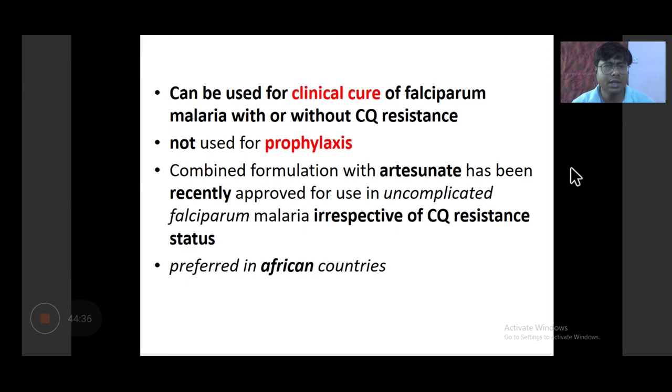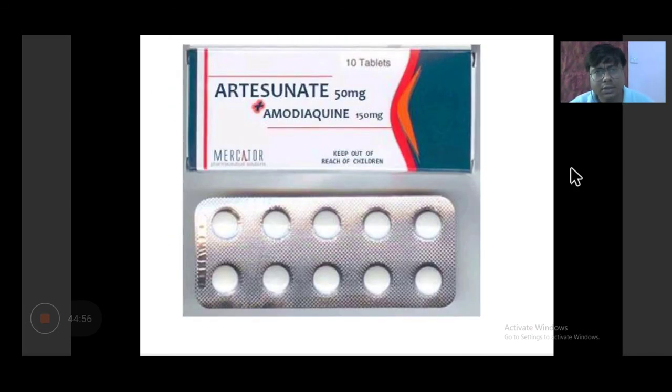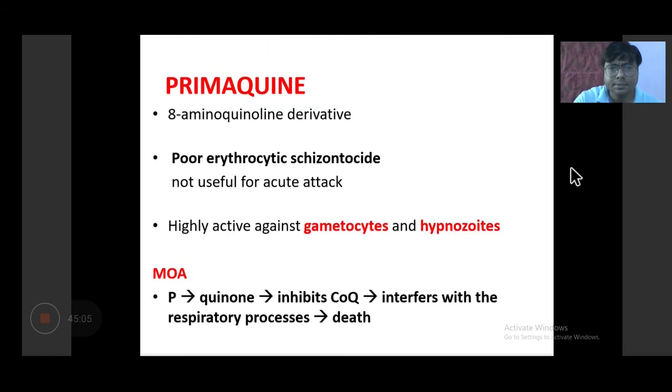We will see the combination formulation of Atovaquone with the artesunate. So this combination formulation with artesunate has been recently approved for the use in uncomplicated falciparum malaria, irrespective of chloroquine resistance status. And in African countries, the regimen is available. This is the regimen where artesunate 50 mg and amodiaquine 150 mg, 10 tablets are there.